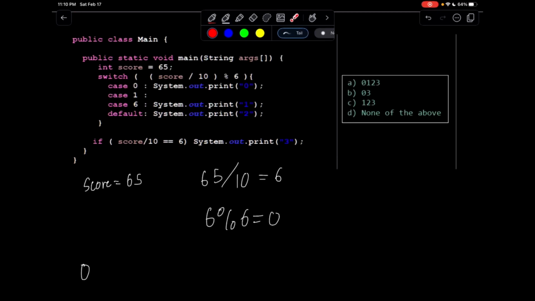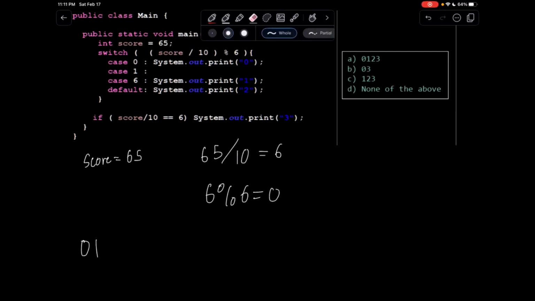So what are we going to do? We're going to go to the next line, right? Case 1. Case 1 does nothing. So after doing nothing, we're going to go to case 6, and we're going to do exactly as it tells us because this is not a break statement. So I'm just going to print out 1. And now, thankfully, I have found the default case. So I'm going to run what the default case wants me to run, and then after that, I get to break out of the switch statement. So we're just going to print out 2.